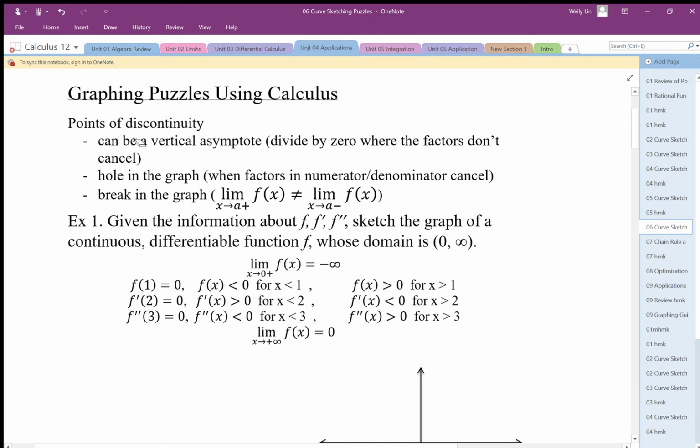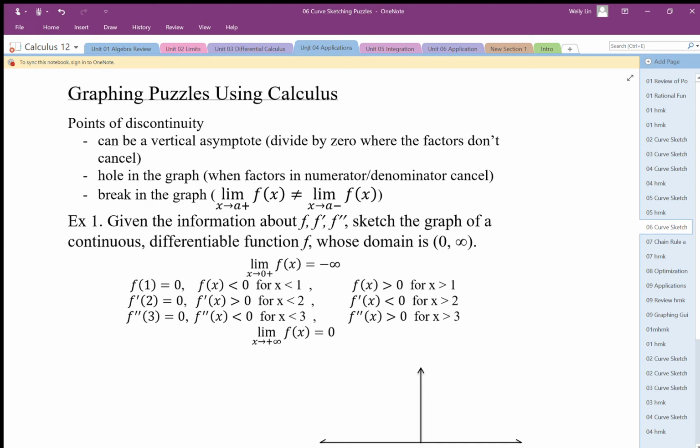Discontinuity can be a vertical asymptote when we're dividing by 0. It can be holes in the graph, when we divide by 0 but those factors cancel. And we can have breaks in the graph where the limit from the left side is not equal to the limit from the right side. So for example, it comes like that, and we get breaks in the graph when we do that. So those are some things that we want to consider. These are not the only things we want to consider, but these are some of them. Okay, so we're going to add on to this as we go along.